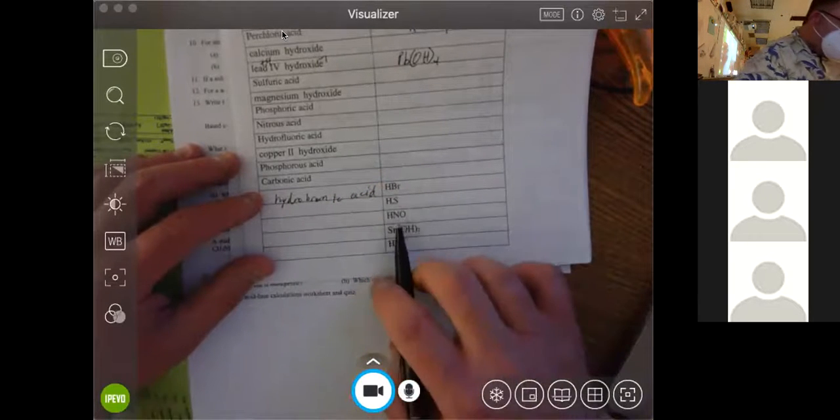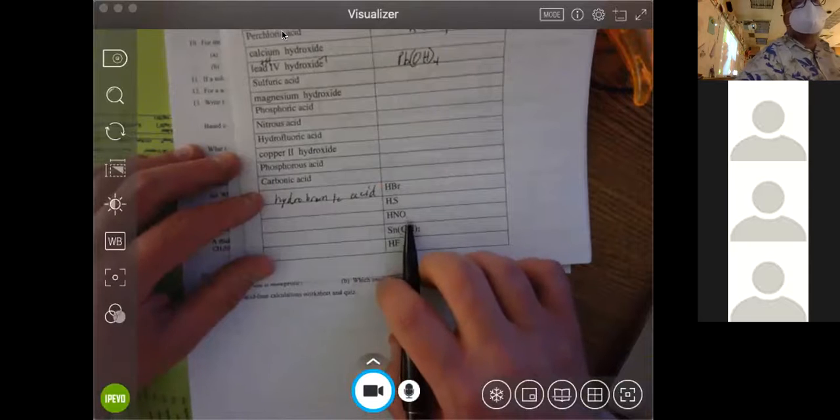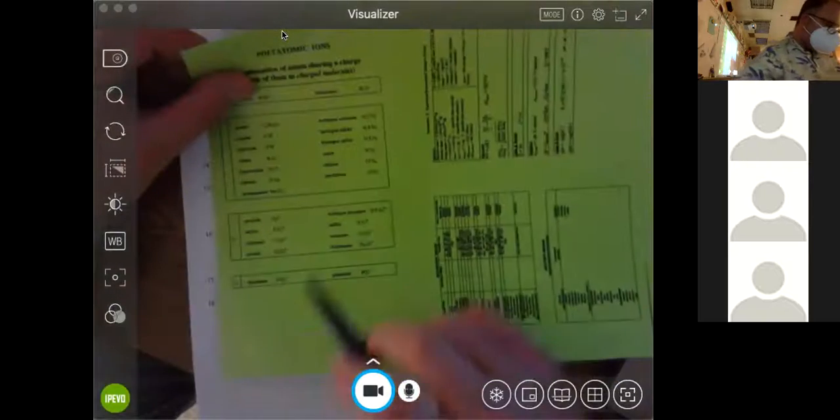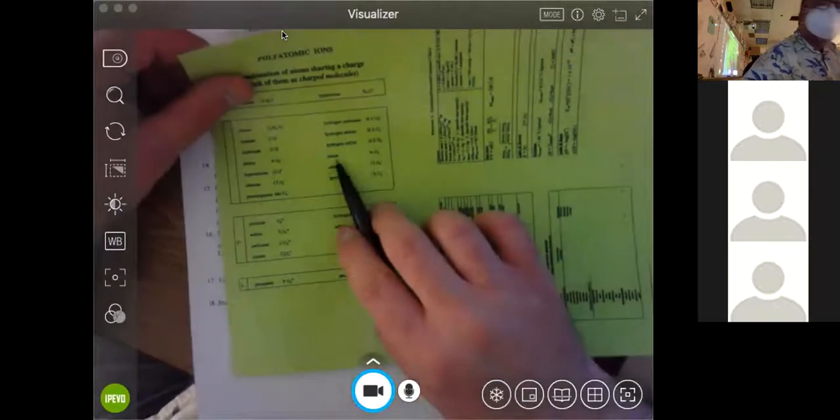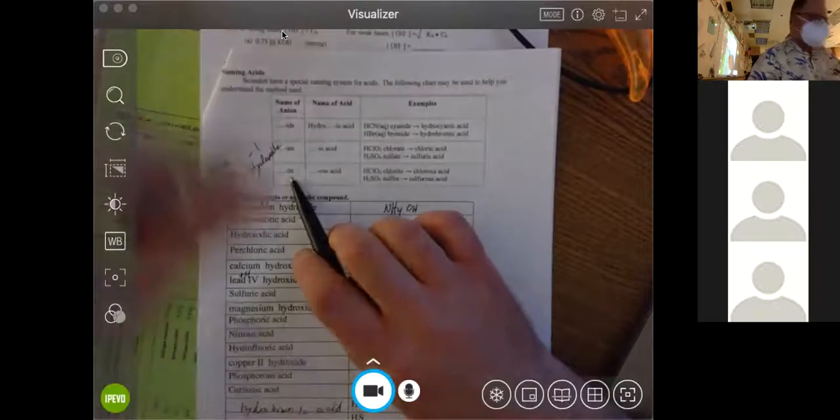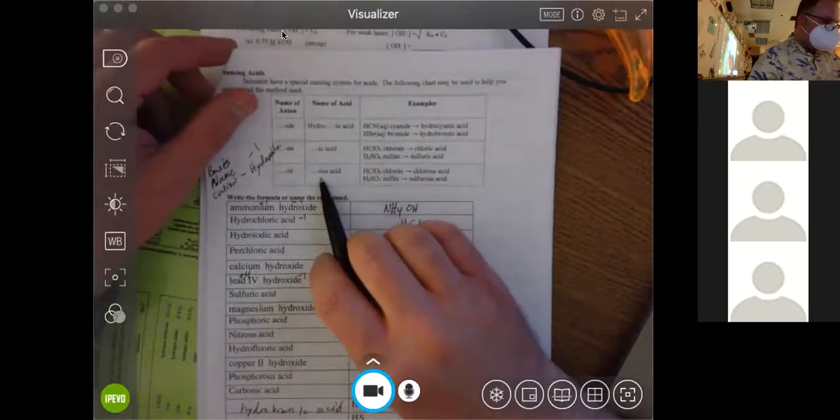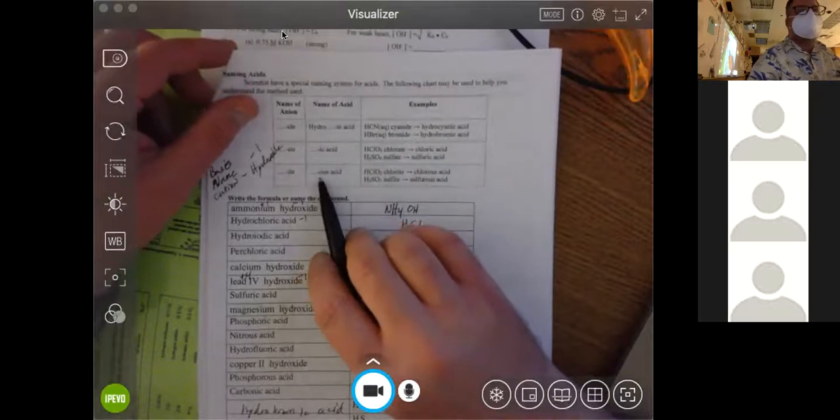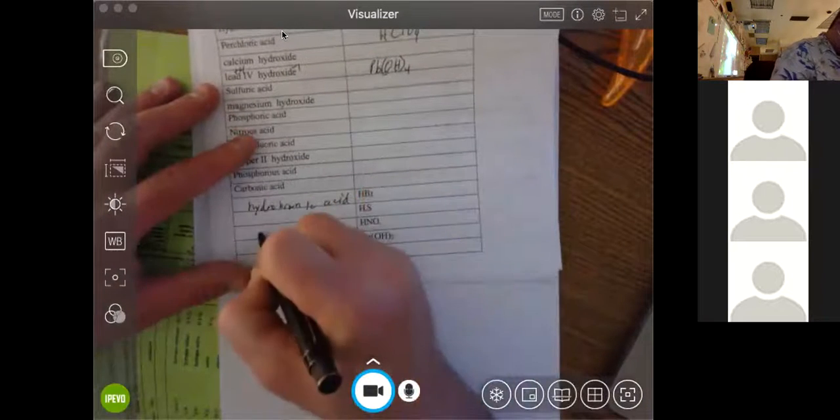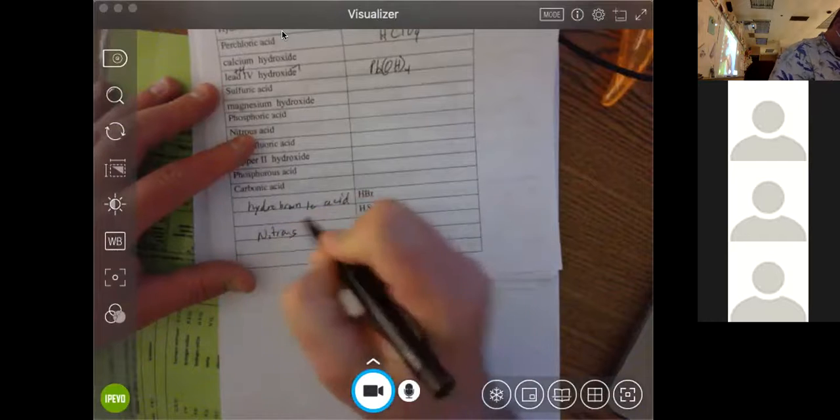Or here we have NO2. I'm not sure why that's so small, but it does say NO2 there. NO2 is nitrite, so it ends in -ite. That means we keep the nitr, but instead of -ite, nitrite, we change the -ite to -ous, and that becomes nitrous acid.